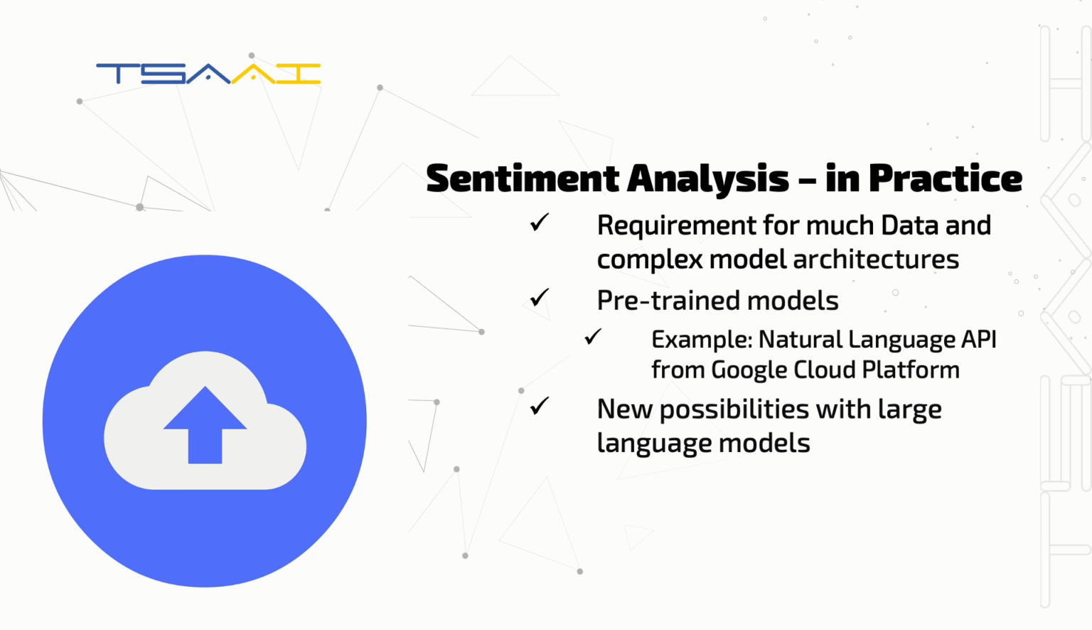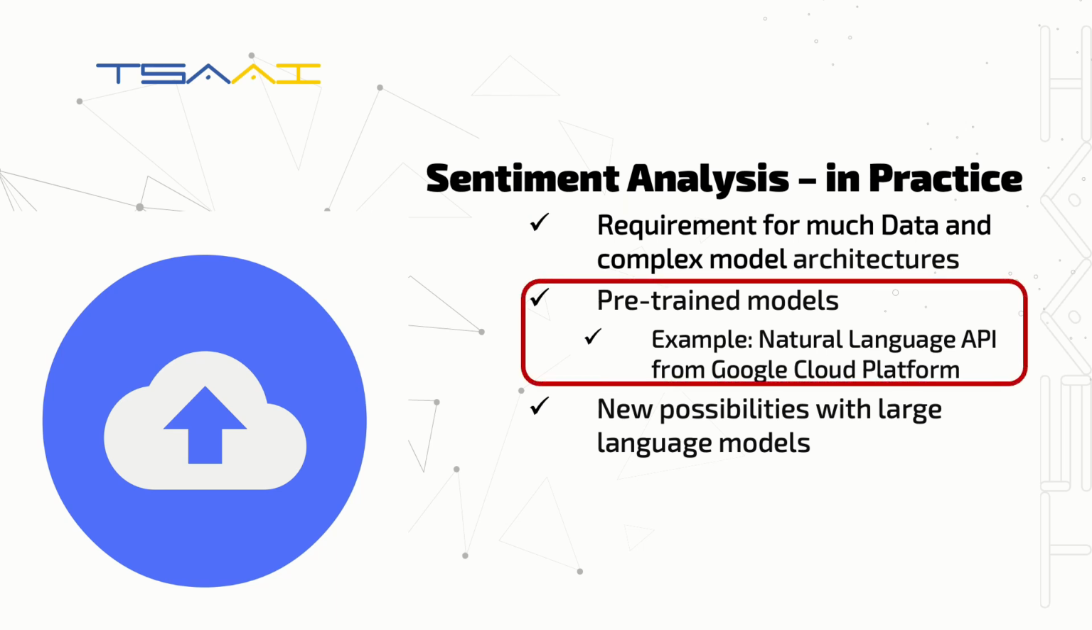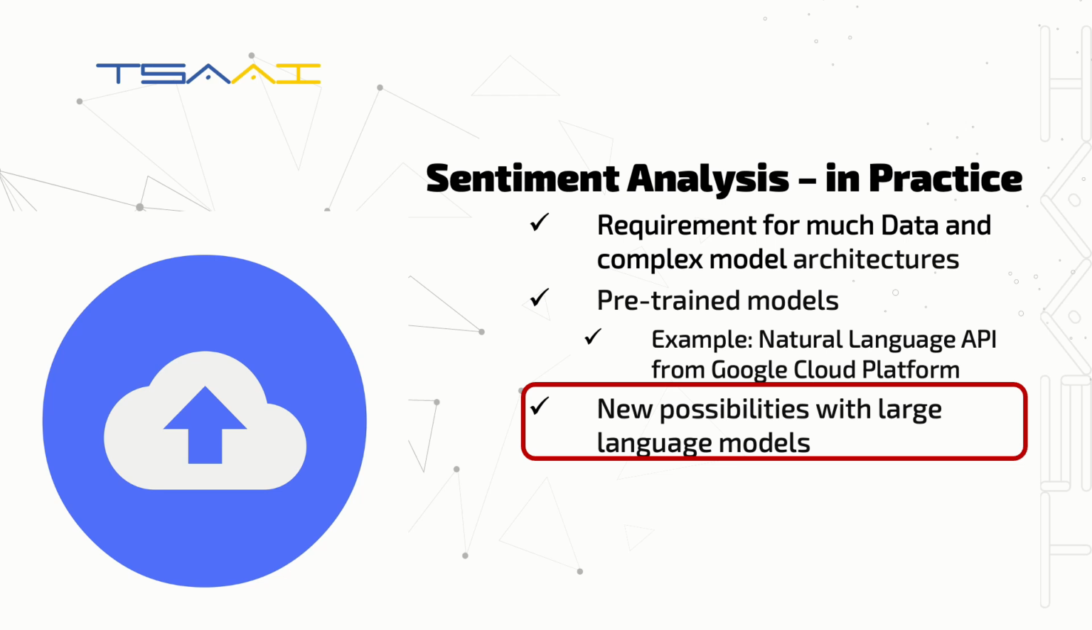As we have seen, sentiment analysis is a non-trivial problem that requires a deep understanding of language and context. Training such a model requires large amounts of data and complex model architectures. As a result, many companies offer pre-trained models that can be accessed directly or fine-tuned using transfer learning methods. For example, Google Cloud Platform offers the Natural Language API. In addition, large language models with their remarkable language understanding capabilities open up new possibilities for sentiment analysis.